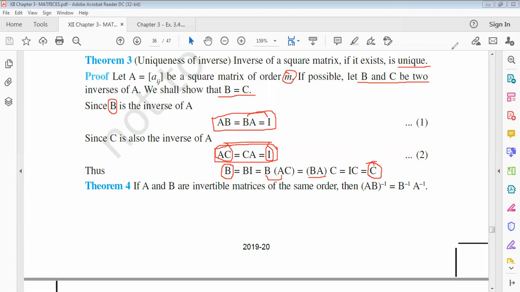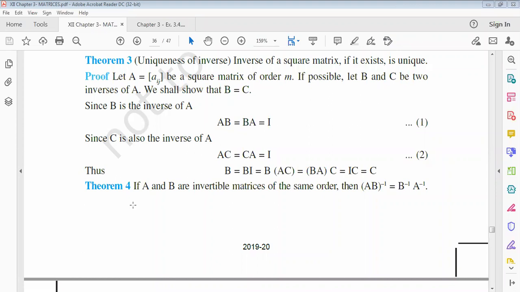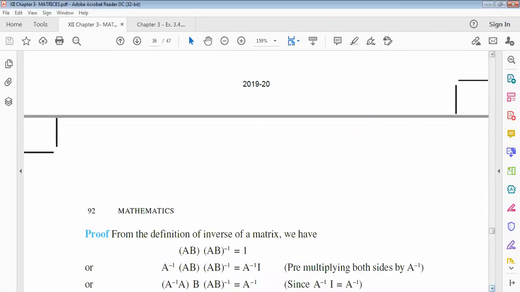The next theorem is theorem 4. If A and B are invertible matrices of the same order, then the inverse of the product AB, that is (AB) inverse, is always equal to B inverse A inverse, that is the product of B inverse and A inverse. इसका proof कैसे होगा? You have to look here.